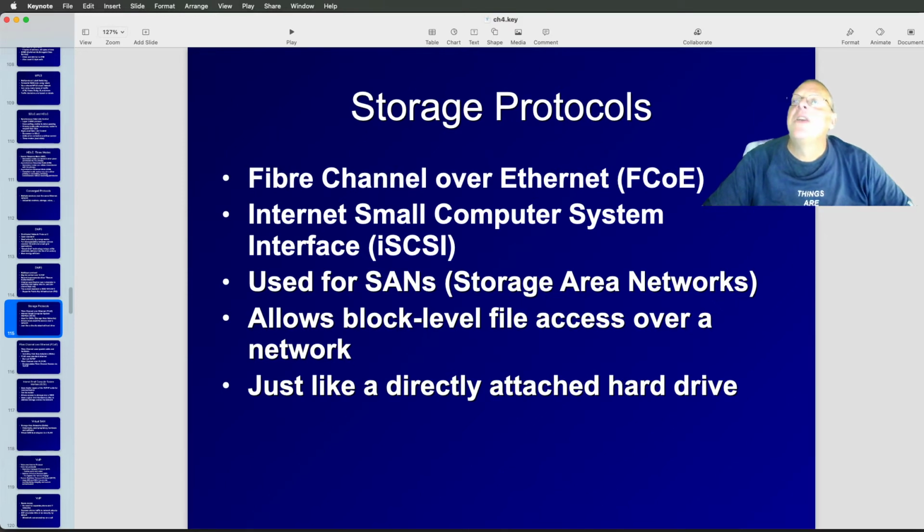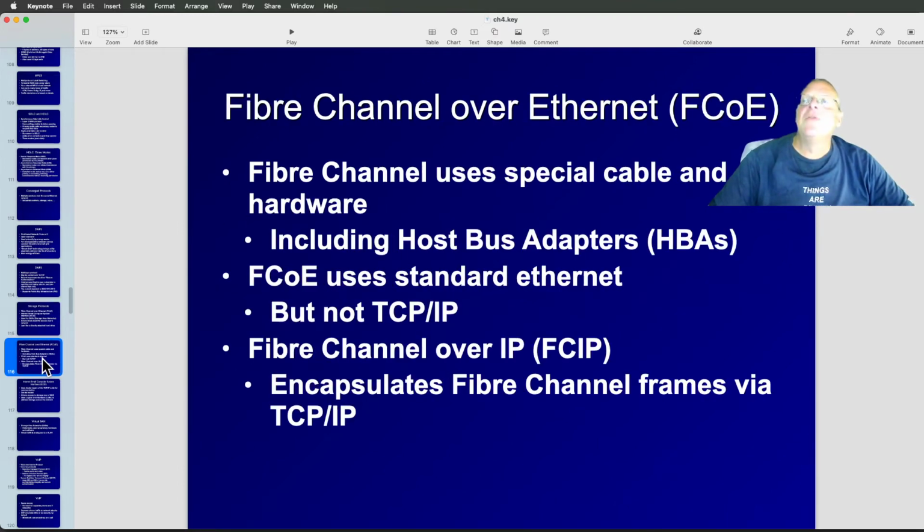Yeah, the iSCSI, yep. Good, all right, yep, good. I see a lot of good comments there.